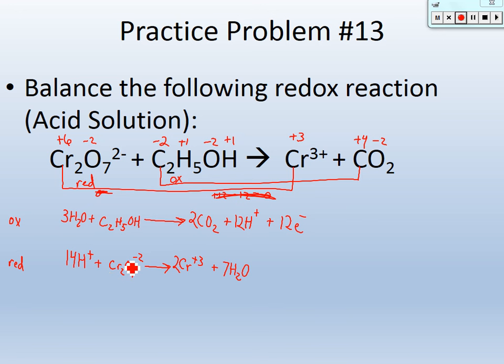Minus 2. What's 14 minus 2? 12. So I'm at plus 12. I'm going to put my charges up here. Plus 12 on the left. I've got to balance them, so let's figure out what this one is.